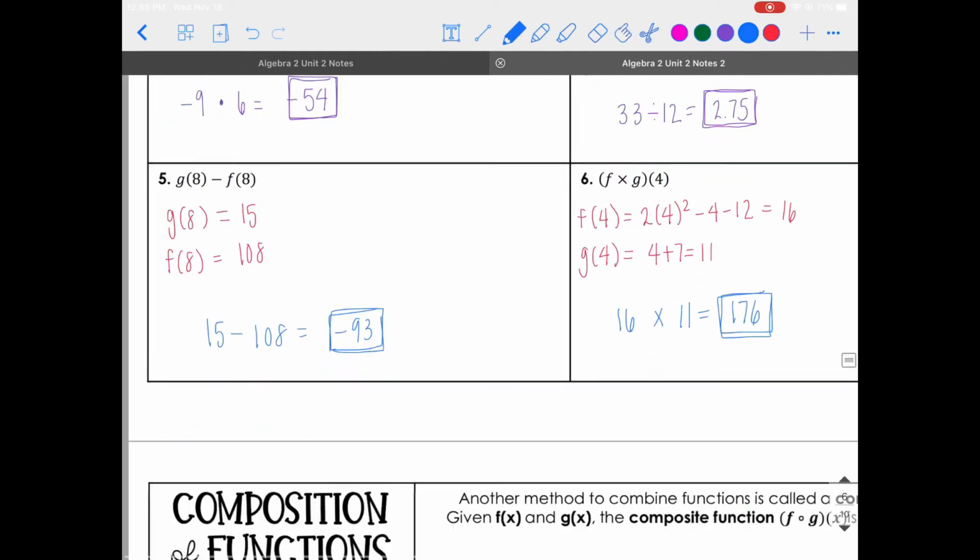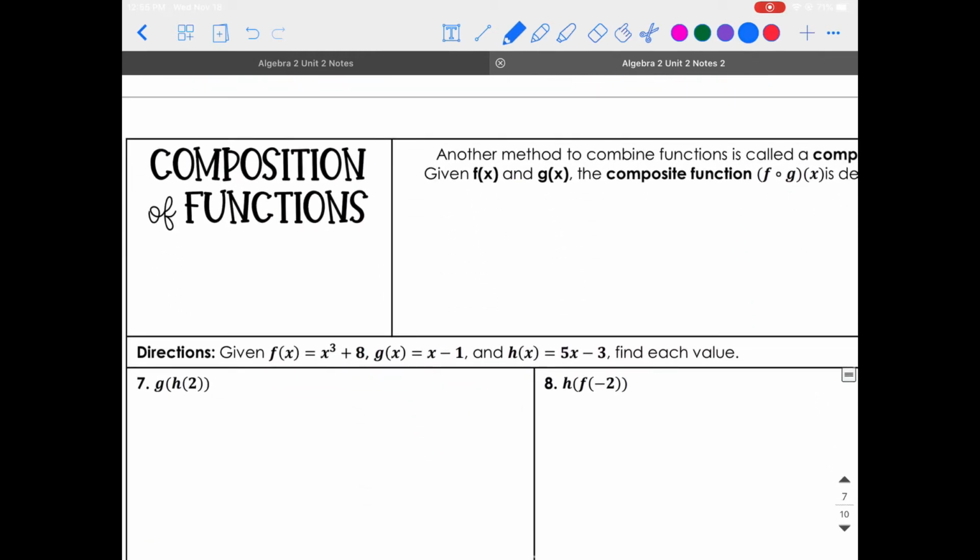All right, we have a few more examples, and these are called composition of functions. This is where I have to find the answer from one function first, and then I use that answer in the other function. So unlike the previous examples, we don't use the same number for both functions. We use one, and then it changes for the other function.